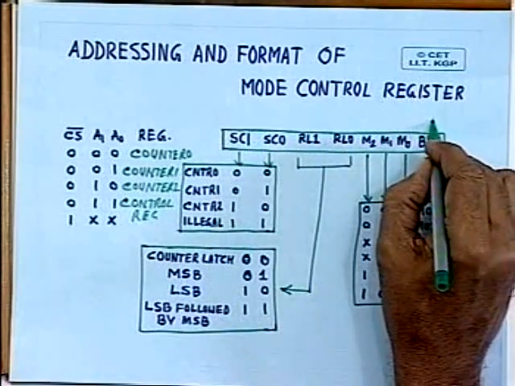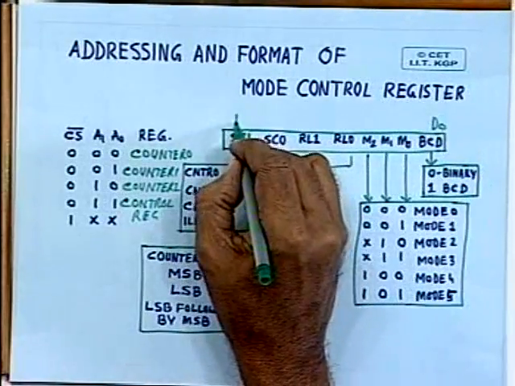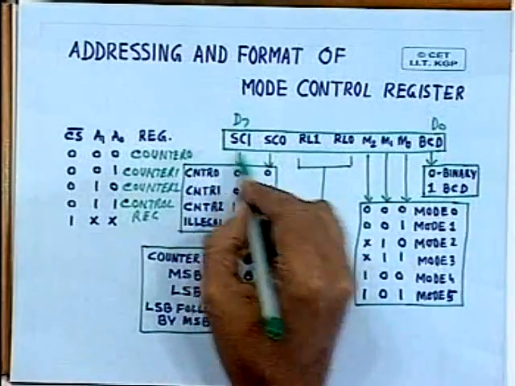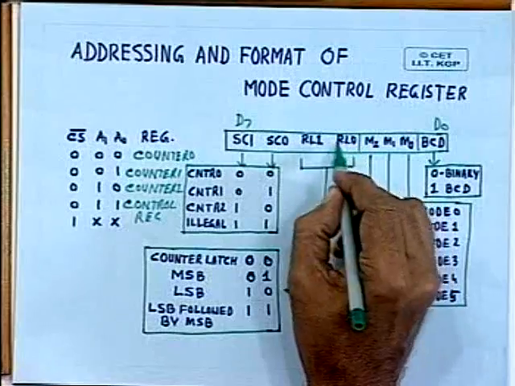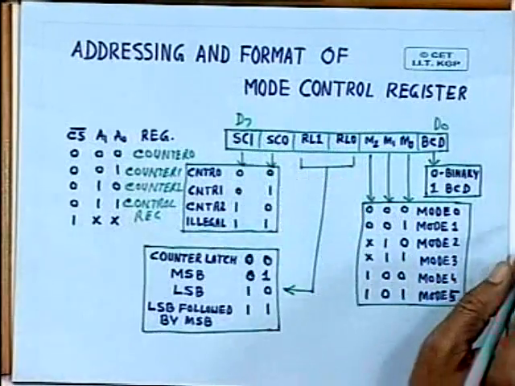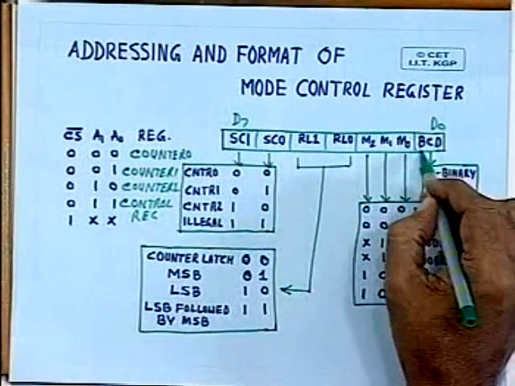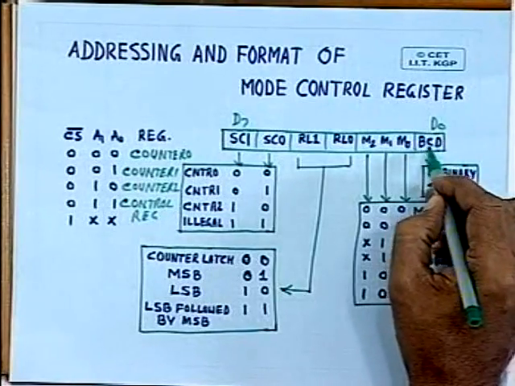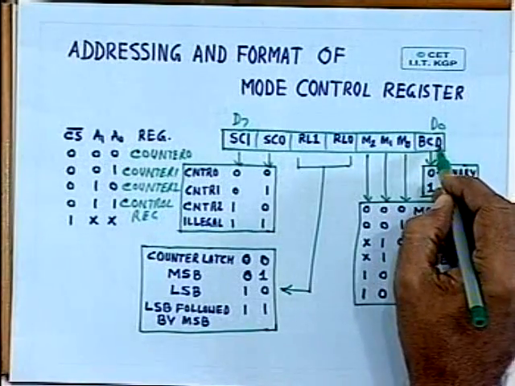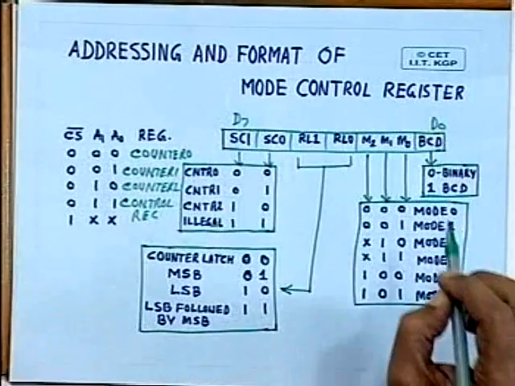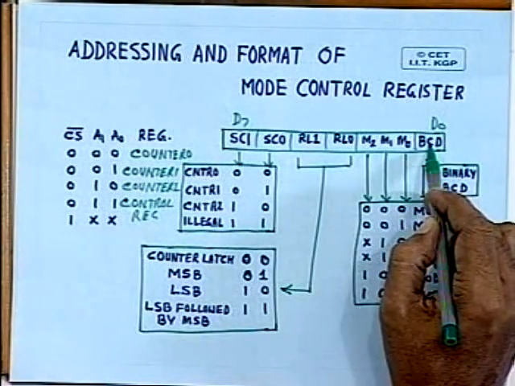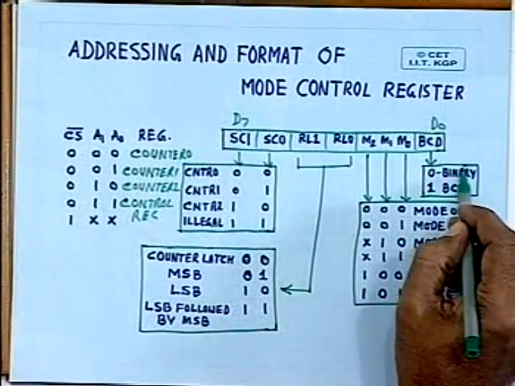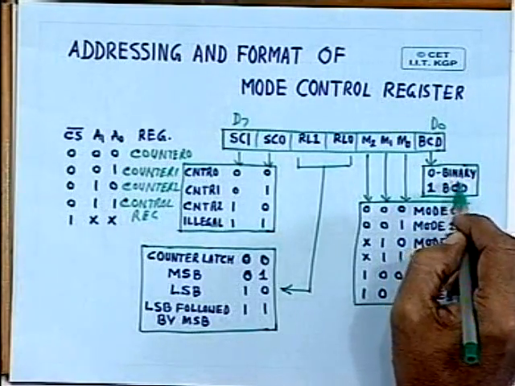These are the different bits of the mode control register, D0 to D7. It is an 8-bit register, and these are the various bits shown here. The least significant bit is known as BCD. BCD stands for binary coded decimal, and depending on the value that you write on this bit, the count value can be given either in binary or in BCD.